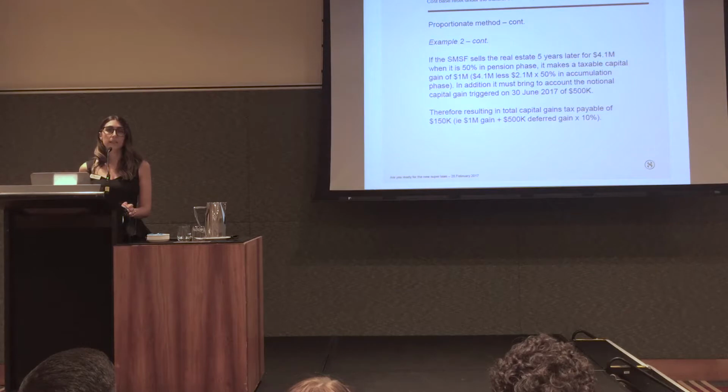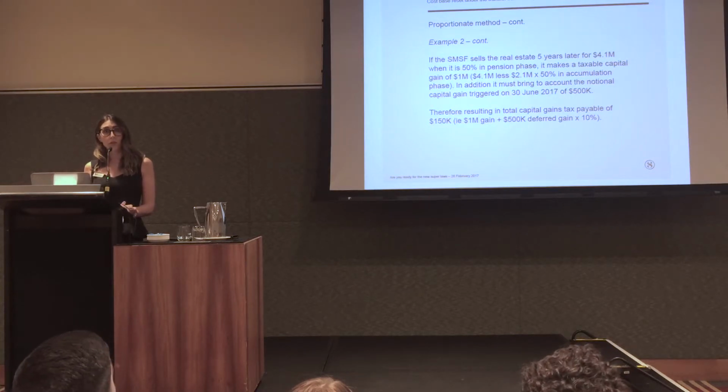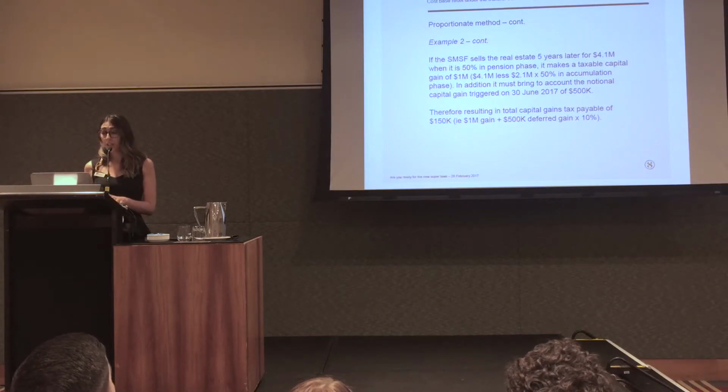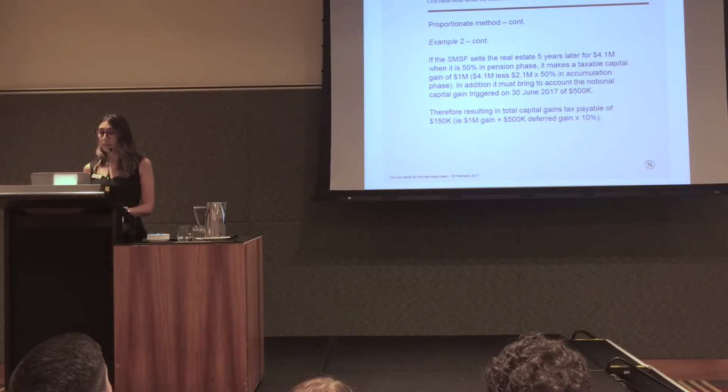The SMSF then later sells the real estate 5 years later for a price of 4.1 million when it's 50% in pension phase. So then it makes a taxable capital gain of 1 million with capital gains tax payable of $100,000. So again, calculated by $4.1 million sale price, less $2.1 million new cost base, times 50% in accumulation account. And in addition, it must bring to account the notional capital gain that was triggered back on 30 June 2017. So it results in a total capital gains tax payable of $150,000.